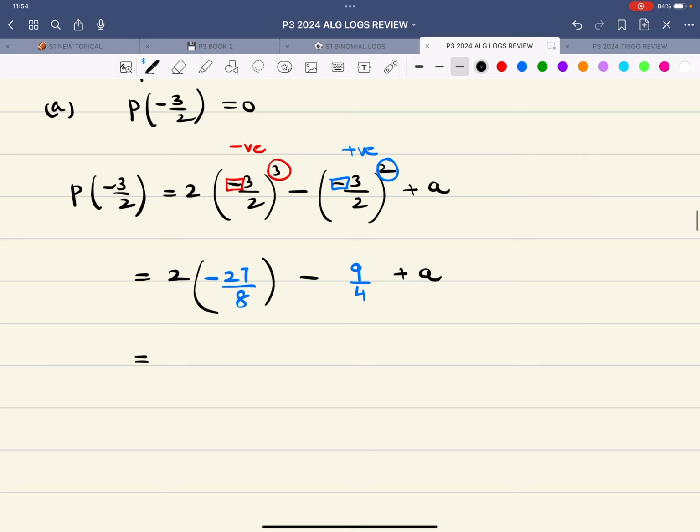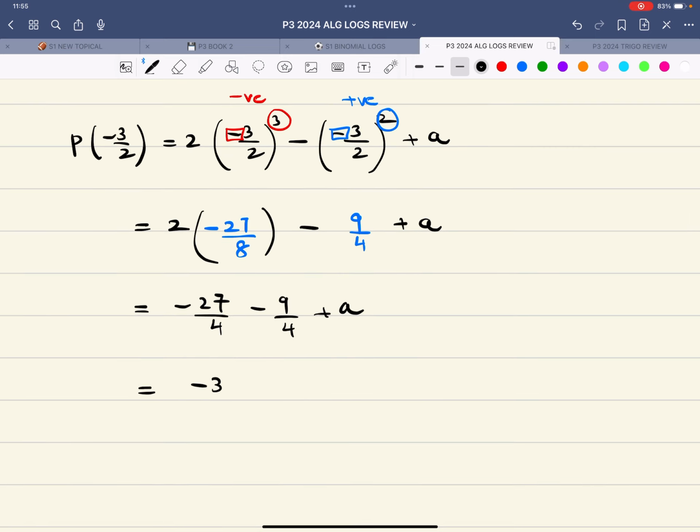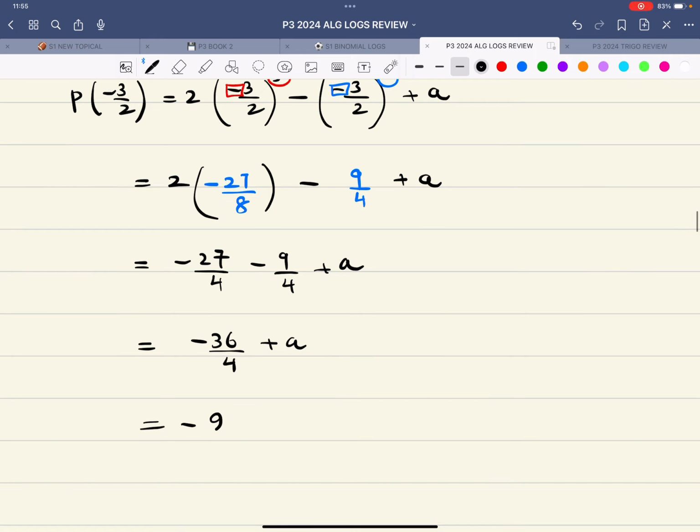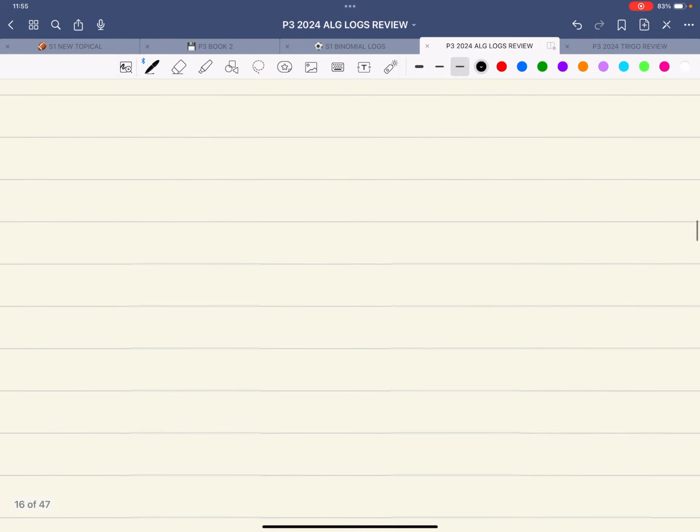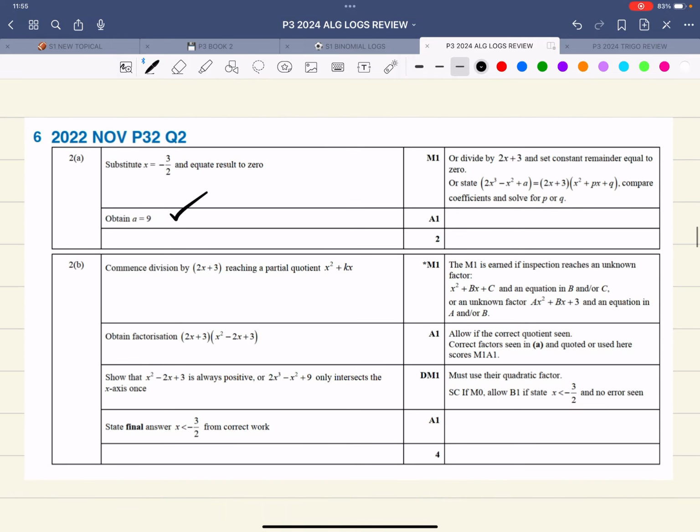And let me simplify it further. Negative 3 cube is negative 27, 2 cube is 8. Therefore, this is negative 27 over 4 minus 9 over 4 plus a. Let me simplify it further. Negative 36 over 4 plus a, which is negative 9 plus a, and we are equating it to 0. Therefore, the value of a comes out to be 9. So that is the first thing. Let me double check. Yes, the value of a is 9.